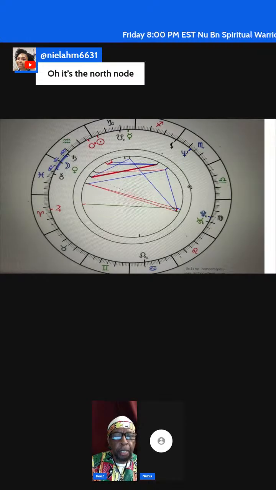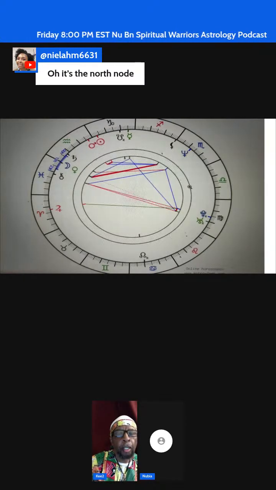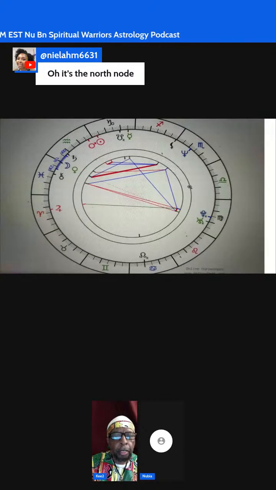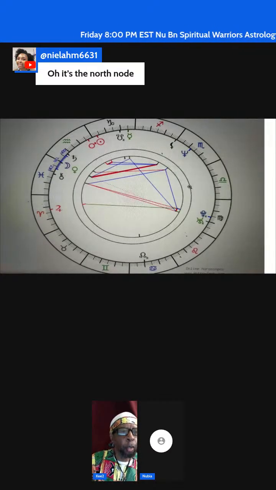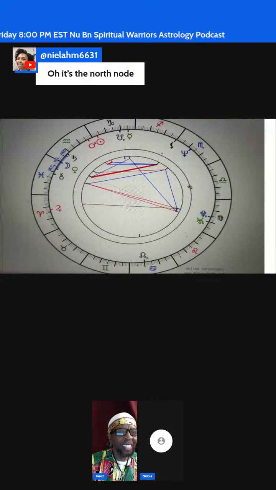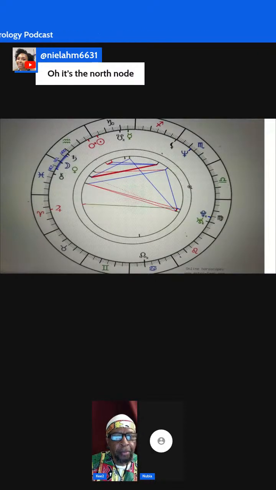Our celebrity, whose chart you are looking at right now, is well known. This is the chart of, if I had my drums with me, I'd hit a drum roll. This is the chart of Michelle Obama.